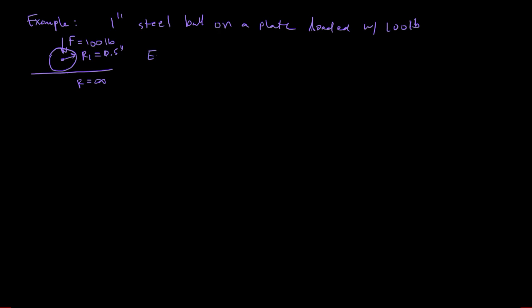We have the Young's modulus of the first material, which is steel, equal to the Young's modulus of the second material, because it's a steel plate. That's 30 times 10 to the 6 psi. We have our Poisson ratio for the first material, steel, which is equal to the Poisson ratio for the second material, 0.3. R1 is 0.5 inches, and R2 is infinity.